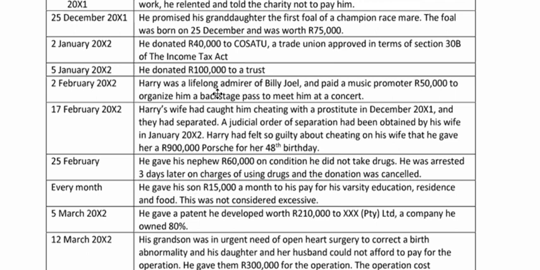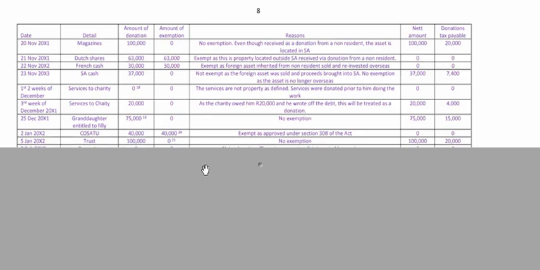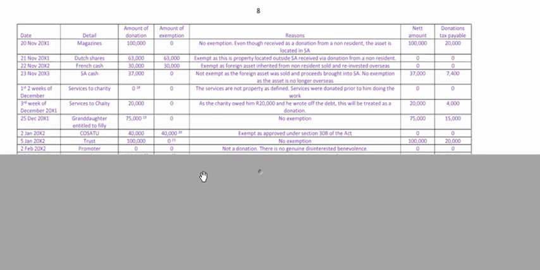Next one. It says Harry was a lifelong admirer of Billy Joel and paid a music promoter 50,000 to organize him a backstage pass to meet him at a concert. This is not a gratuitous disposal of property. He's getting something for it. There's no pure liberality. He is getting to meet Billy Joel. This is not a donation. Therefore, as you can see, the 50,000 to the promoter, no donation. There's no donation, there's no need for an exemption itself.